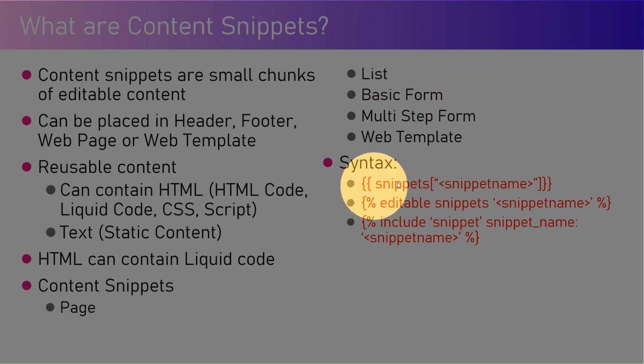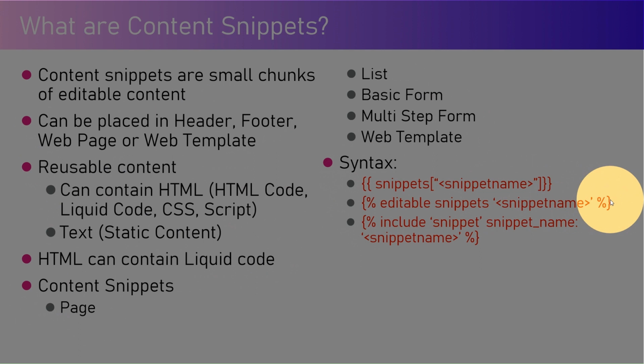Now, these are the syntax for content snippet. You need to be very careful while looking into the syntax because it's a bit different for different entities. If you see the first syntax, it says snippets, and then you put the snippet name over here. So, there are two curly braces. Now, if you want to make this snippet editable, then there's one curly brace and percentage sign, and then it says editable snippets. At the same time, the square bracket is missing. You just put it in single quotes, and that's it.